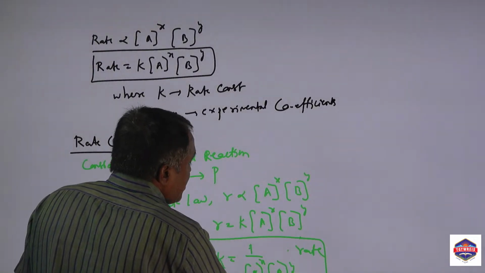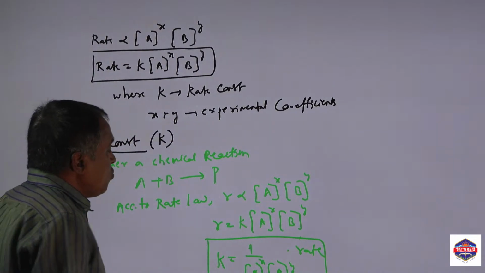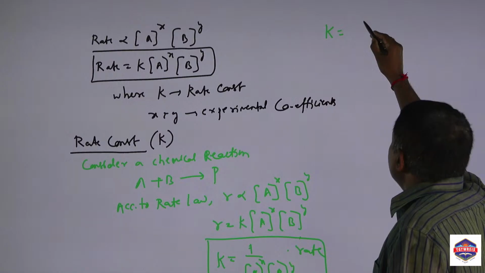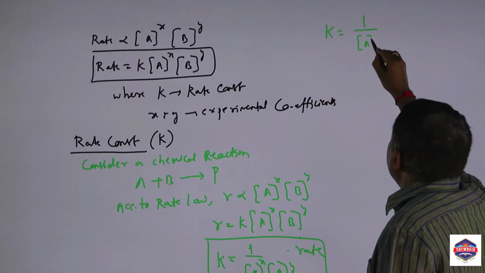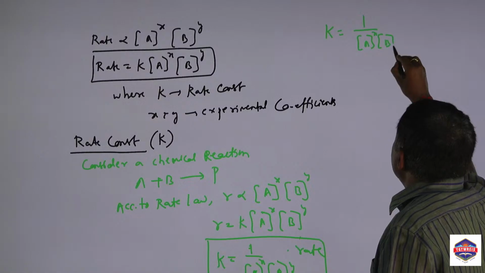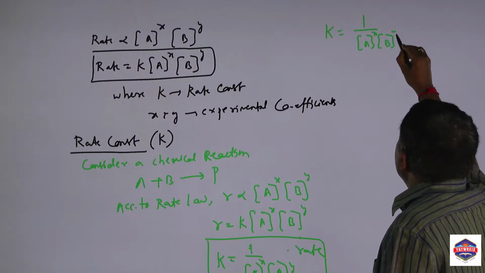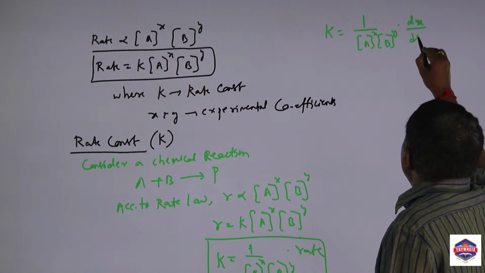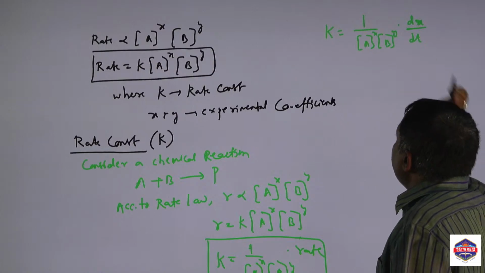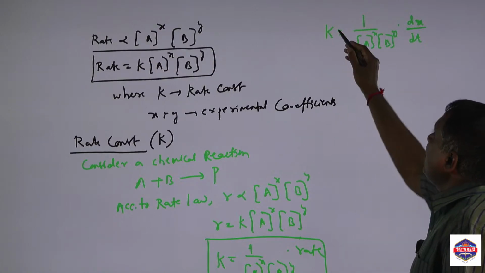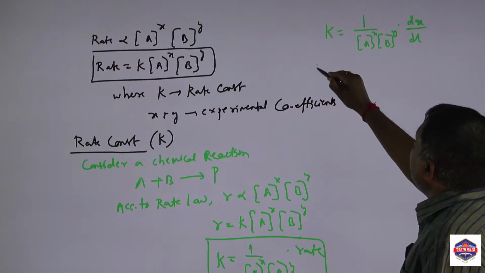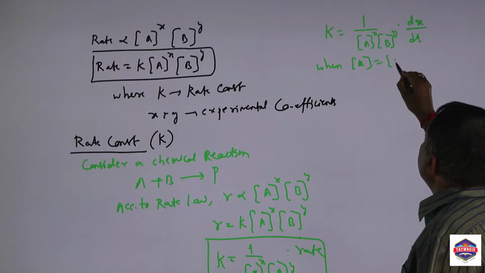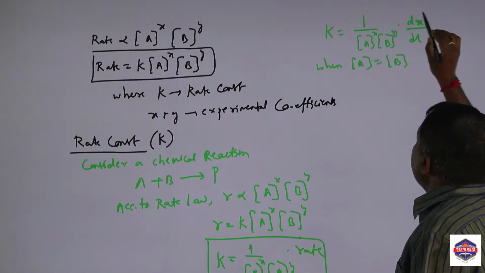So how can we define this rate constant k? What is rate now? Rate is equal to dx by dt. k is equal to 1 by [A]^x and [B]^y into rate. Rate means dx by dt or dc by dt. But what is k? k is the rate constant. How can we define this k? When concentration of reactant A is equal to concentration of reactant B, and x is equal to y.